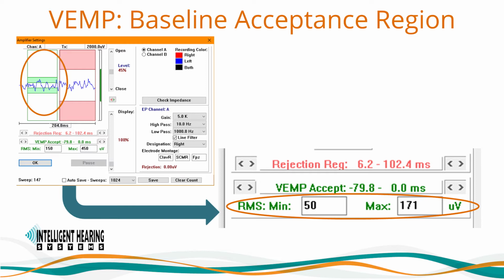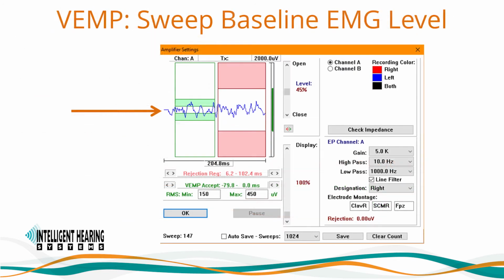This is typically done in the pre-stimulus portion of the recording in order to exclude undesirable effects from the stimulus artifact or the VEMP response. This region is used to calculate the base RMS amplitude. The average root mean square or RMS of the EMG data contained in the acceptance time baseline region for each sweep is called the sweep baseline EMG level.